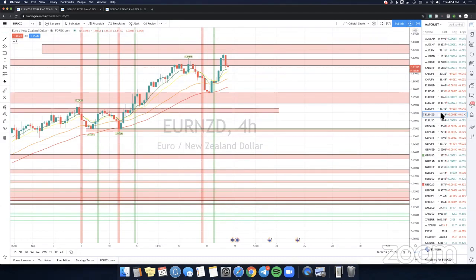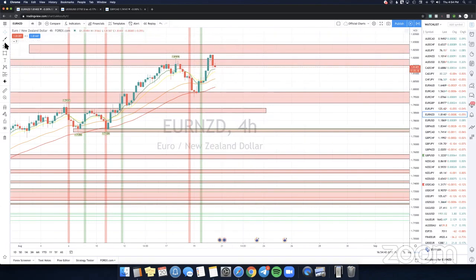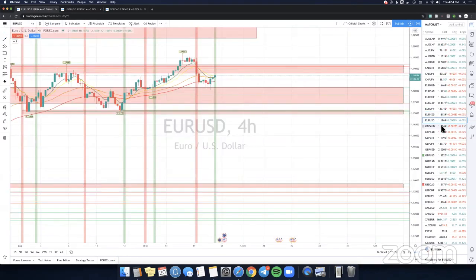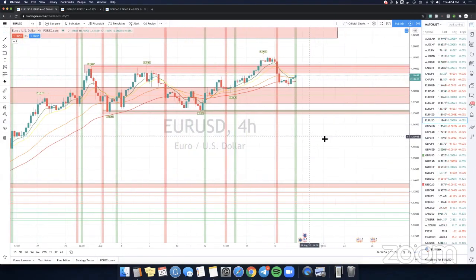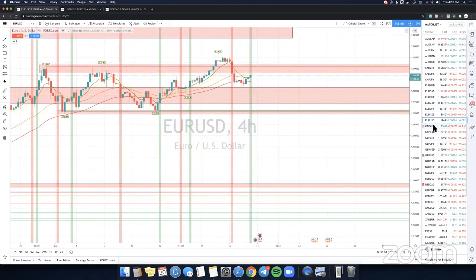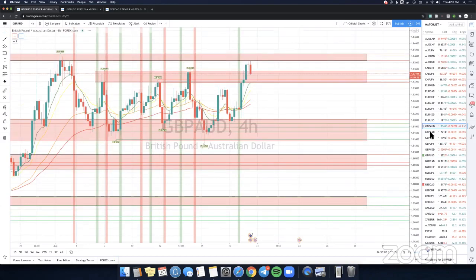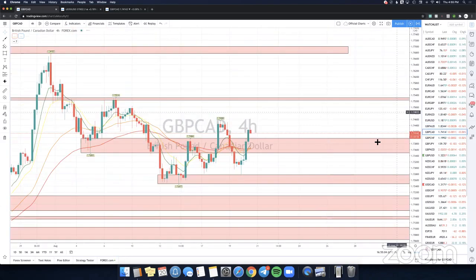Euro NZD looks like it's going to get stuck within these zones right here. Even if it came down and then shot back up, it'd probably get stuck here or get stuck here. It's too risky. Euro USD, buy signal right there. I would take Euro USD if it closed above the zone, but nothing to take right there. GA, nothing. It's stuck within the zones.